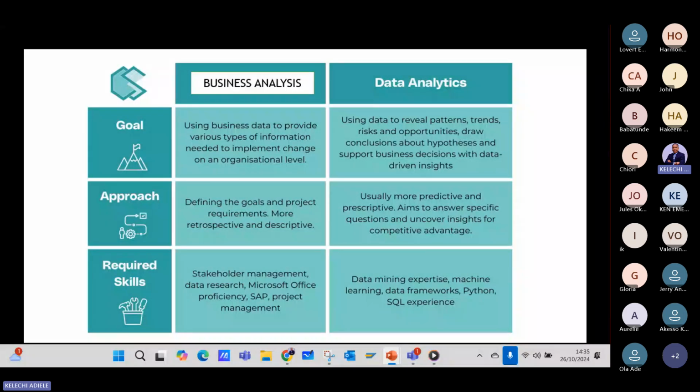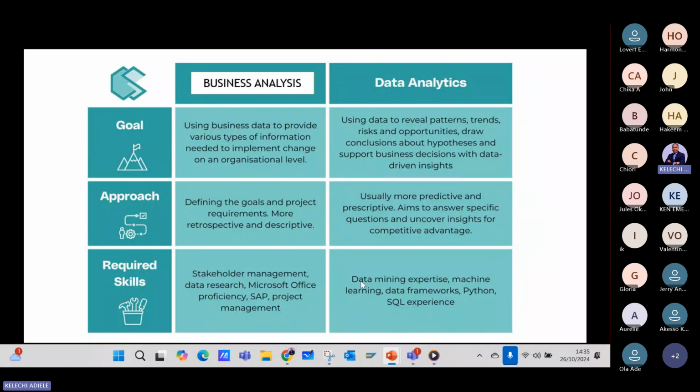The data guy might be somehow... maybe you might need to get advice from the data guys based on the insights they have gotten from the data they have analyzed. So there are a lot of things. Defining goals for project requirements is usually a more predictive and prescriptive approach. Stakeholder management, data research, and other tools. This is the goal, this is the approach, and these are required skills.